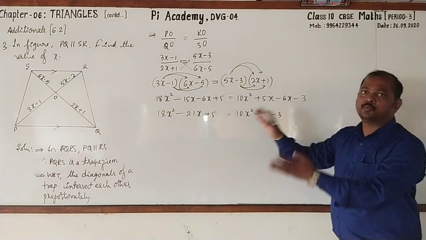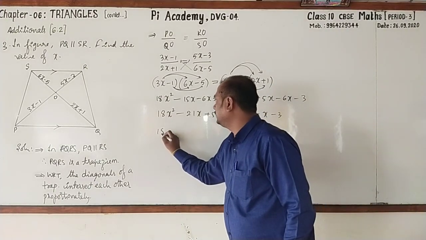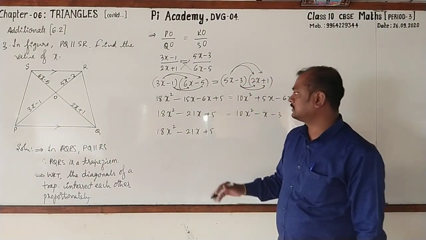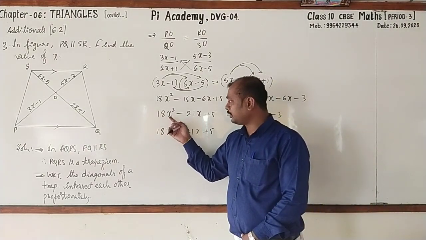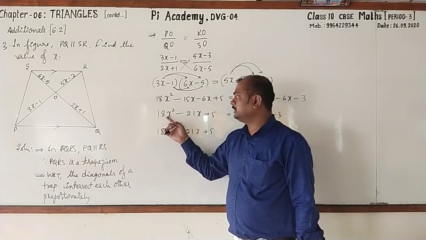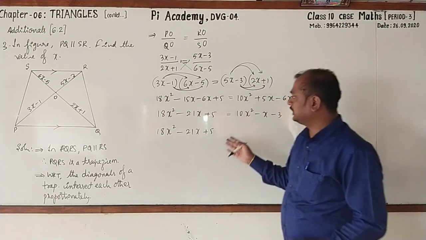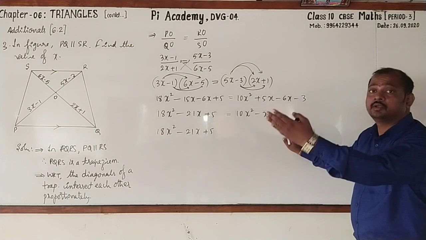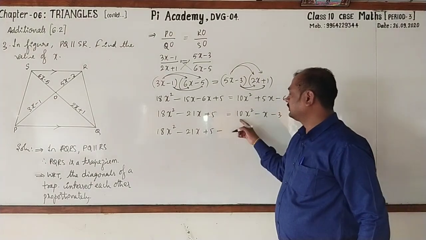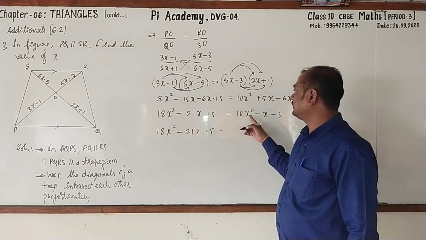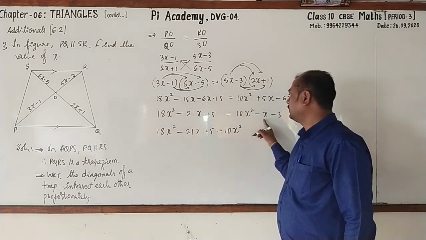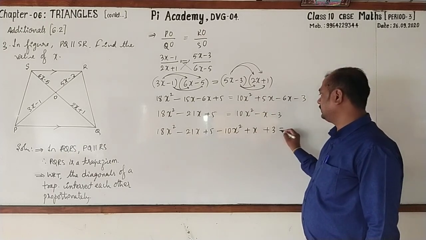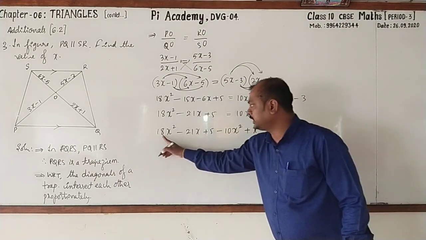Write all the terms on one side. Here I'll write 18x square minus 21x plus 5 on the left hand side as it is, because the coefficient of x square is greater, and the greater one is 18. That is why I have written this on the left hand side, and transfer these terms to the left hand side. On transferring, their sign gets changed. Plus 10x square becomes minus 10x square, minus 1x becomes plus 1x, minus 3 becomes plus 3, is equal to 0.